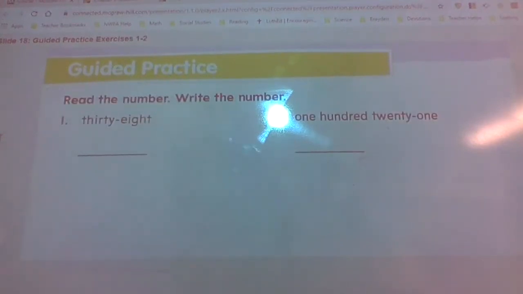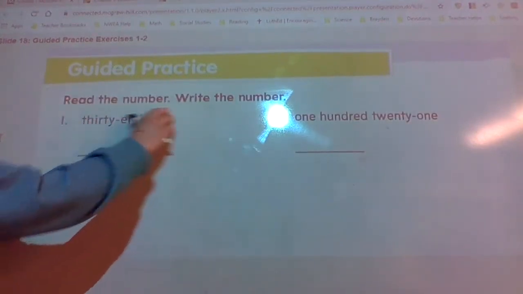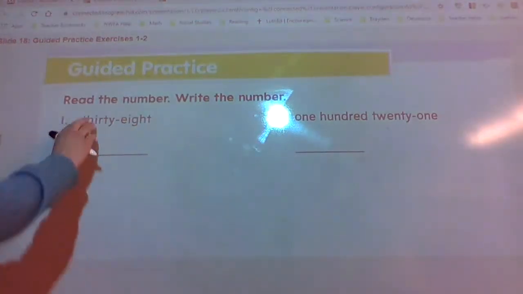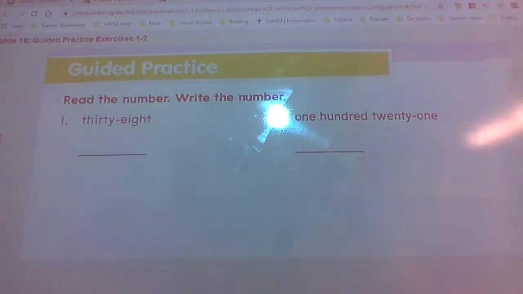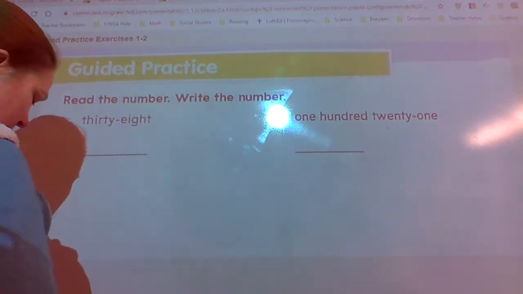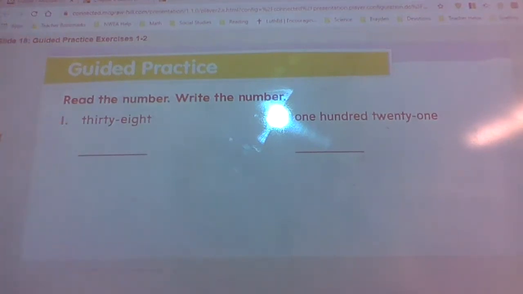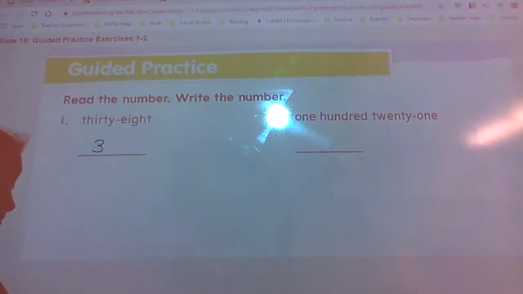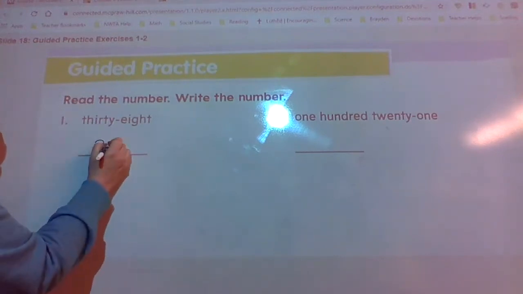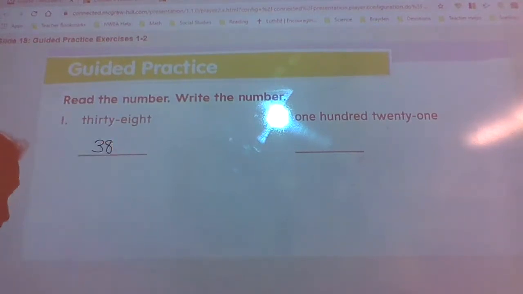So on here, we have some guided practice. We're supposed to read the number and write the number. So first of all, we need to read this number. I want you to read this number. You should have said 38. Now, how do we write 38? Well, we look at this first part, 30. That means there's 3 tens there. So that means in our tens place, we're going to write a 3. 8 is a single digit, so that means it's going to be in the ones place. So we should have 38 written there.